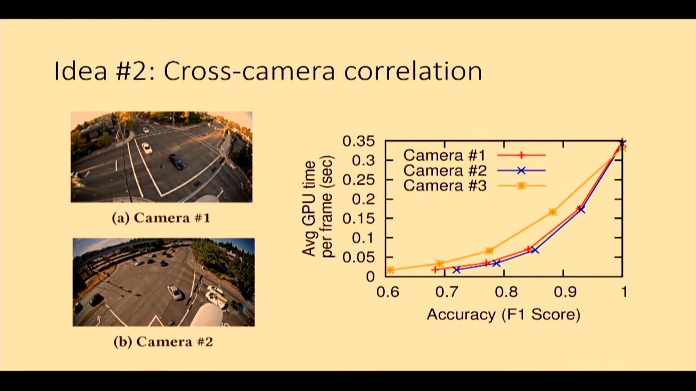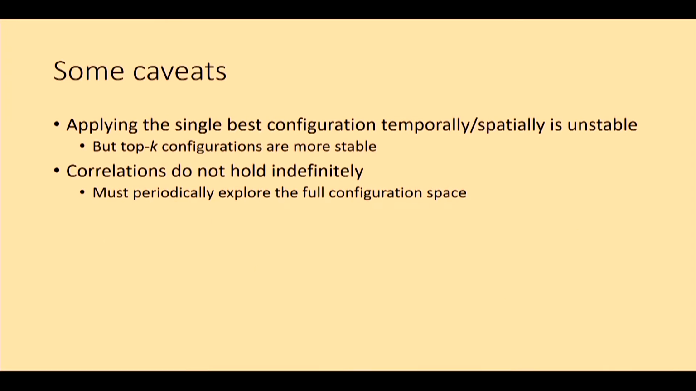Okay? So there are some caveats to these two ideas that I mentioned. You can't just take the best configuration and apply it temporally across your video or spatially across multiple cameras, because the best configuration tends to be unstable. Think of it like you would never use the max for something, like the max is not a very stable quantity. But instead, if you look at the top K configurations, that's a lot more stable.